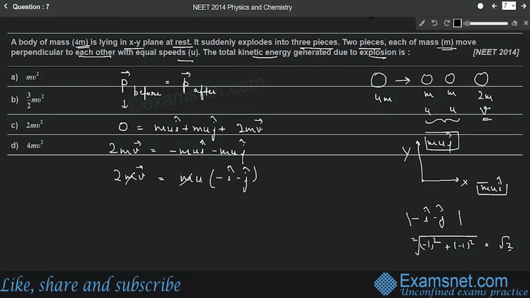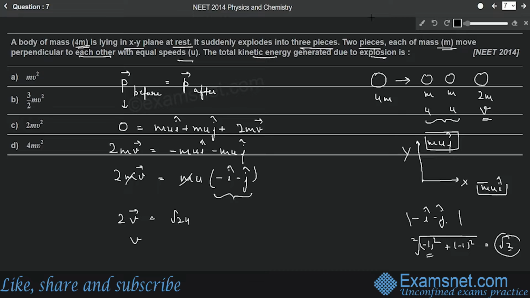So if it is i cap plus j cap or i cap minus j cap or minus i cap minus j cap, anything, the magnitude will be root 2, because ultimately we have to find the square, so minus will become plus. So in place of minus i cap minus j cap, we can put root 2. Okay, so 2v equals root 2 u.